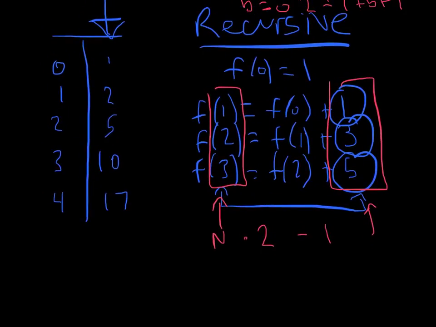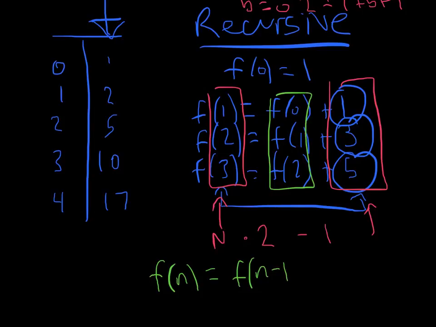I can write a function saying that f of n will equal, so then we have this part, which is f of n minus 1, and then I know that I want to add 2n minus 1 to it, because that's what we determined that this value would be. So then this would be our recursive function.